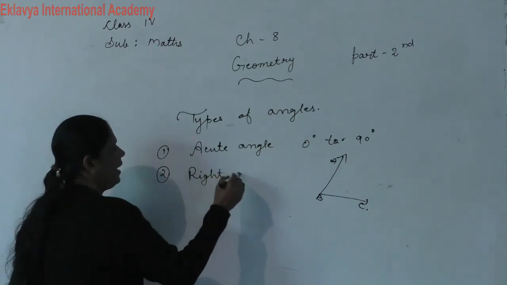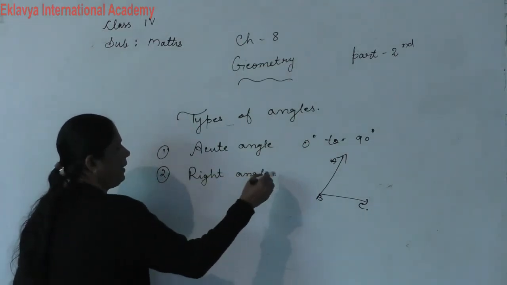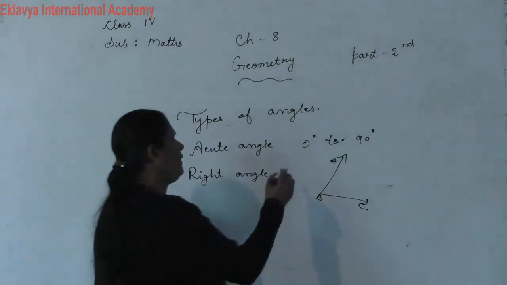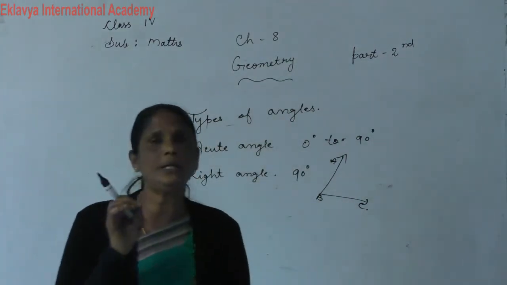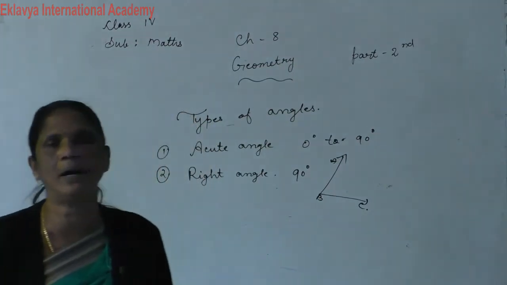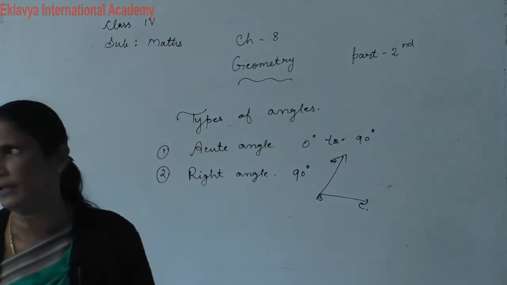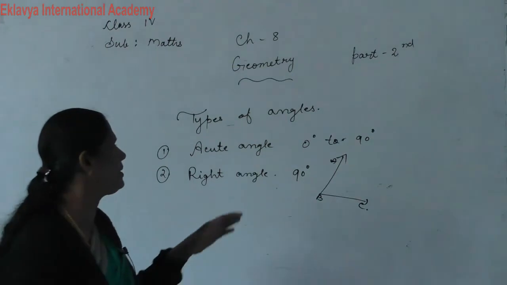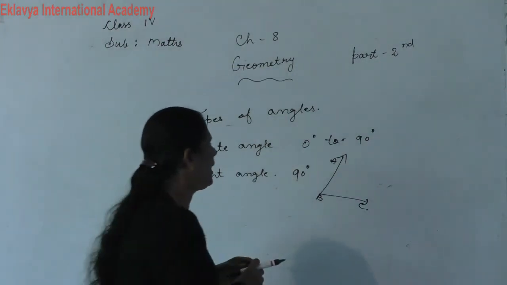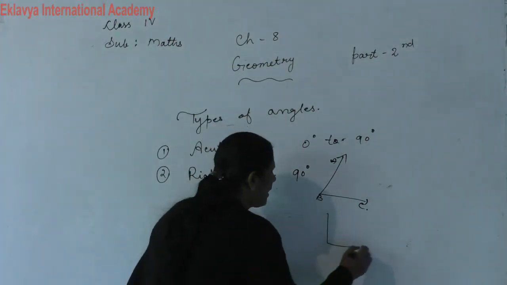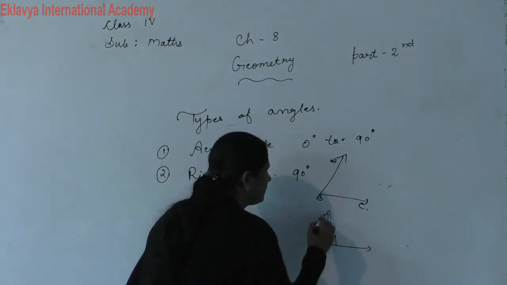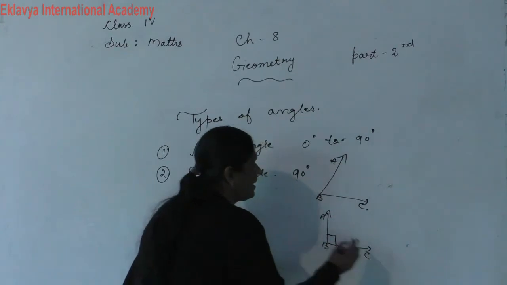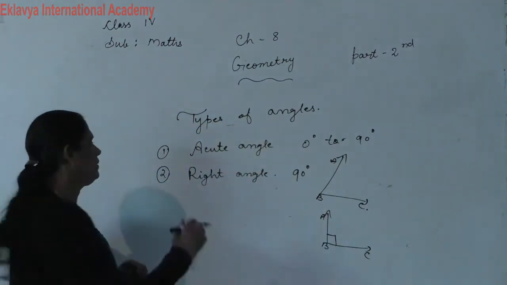Second, a right angle. A 90 degree measurement is called a right angle. This is a right angle.